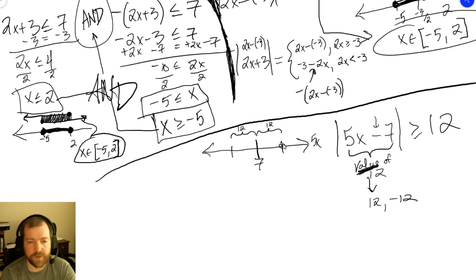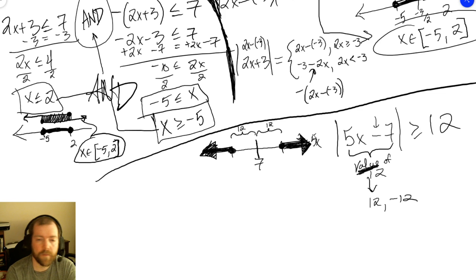So we are allowed to be at that particular location, or we are allowed to be further away. If we're further away, we then look for what are the values that we were looking for here. This is 7 plus 12 is 19. 7 minus 12 is -5.